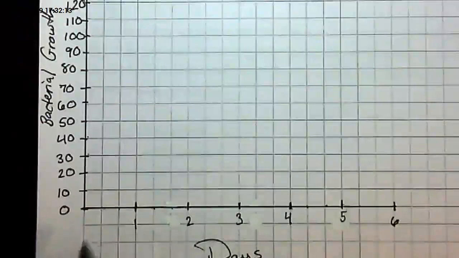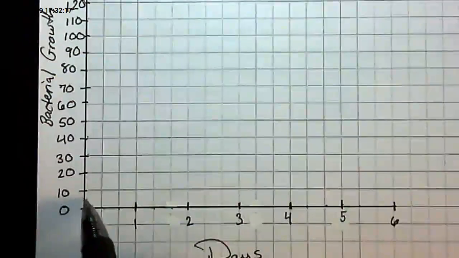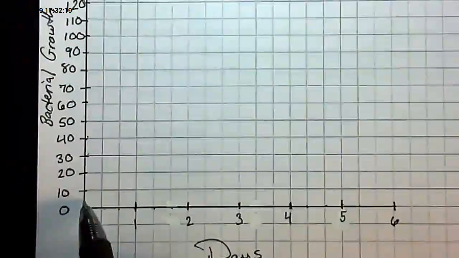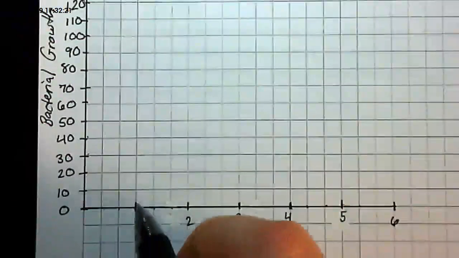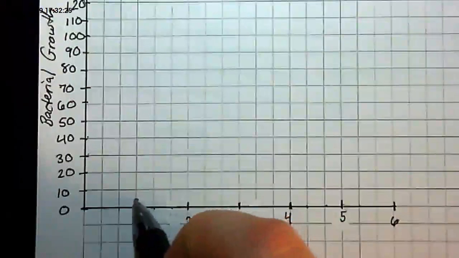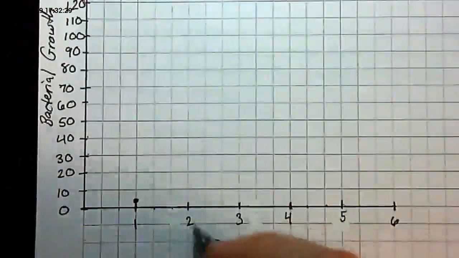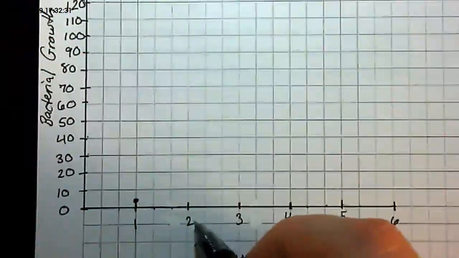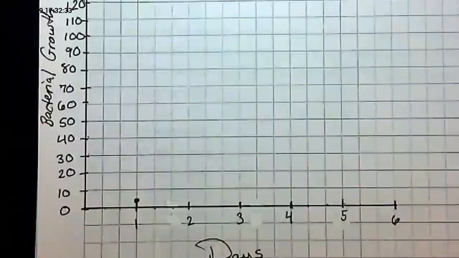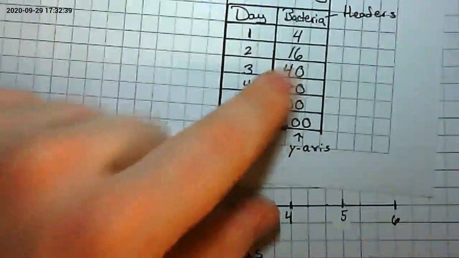But anyway, I know that 4 is pretty close to 5, and 5 is about halfway, which is right here. So I'm going to come back over to 1, and I'm going to go somewhat halfway, but not entirely, and draw a dot. I'm going to look at my data table and see that on day 2, there is a growth of 16.